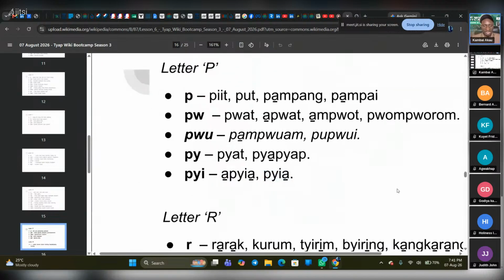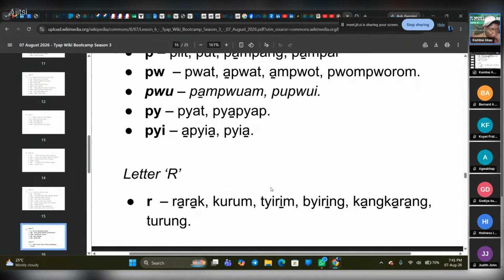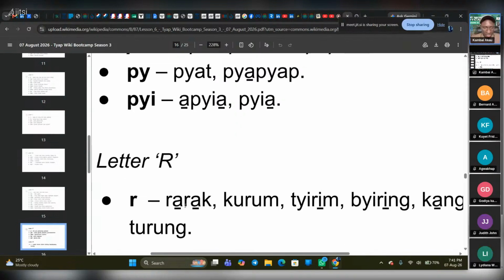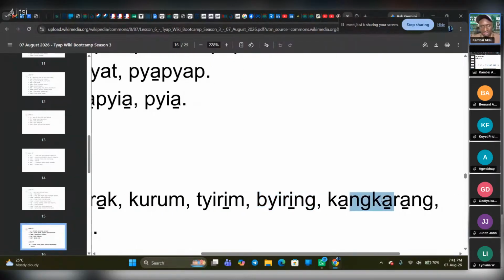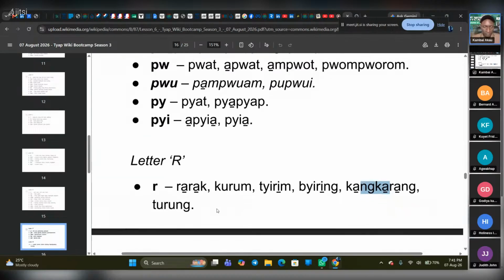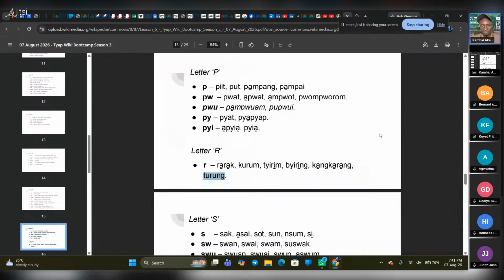And then we have letter R. This one doesn't have another variant, it's just itself. And examples, we have rarak, and then we have kurum, and then we have tiram, and then we have birang, and then we have kankarang, and then we have turung as examples.